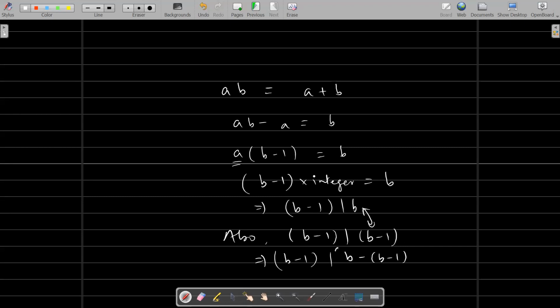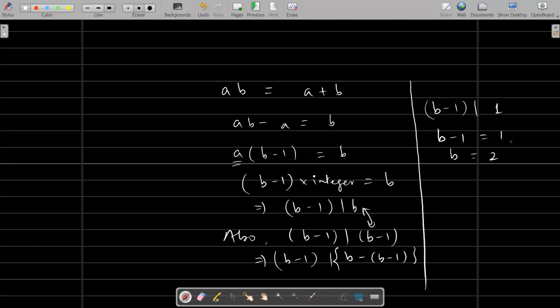So B minus 1 divides B minus (B minus 1). Yes, sir. Which means B minus 1 divides 1. On this side, what I get is 1. B cancels, what I get is minus of minus 1, that is 1. And the only number which divides 1 is 1 itself. So we are working with positive numbers. So B minus 1 has to be 1. Yes, sir. Got it.